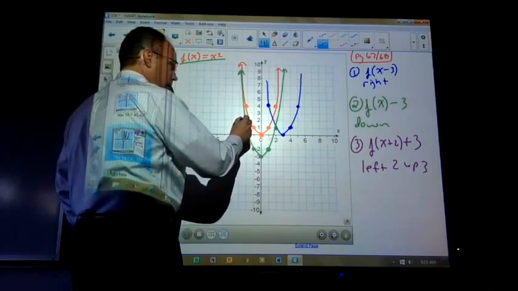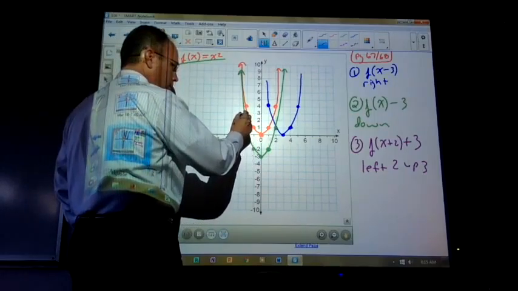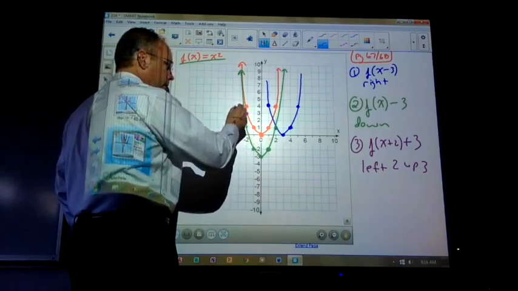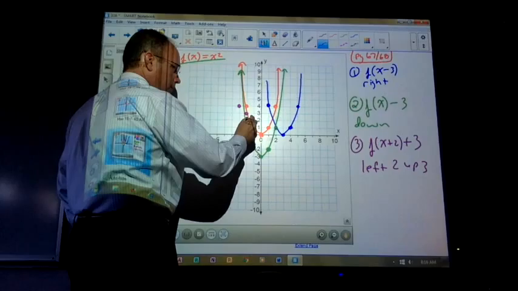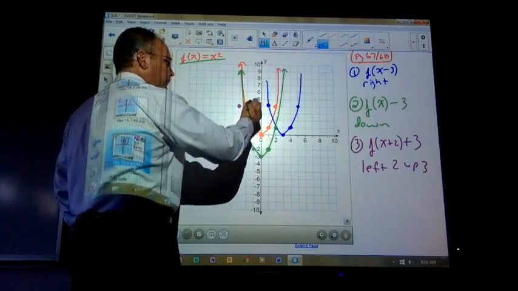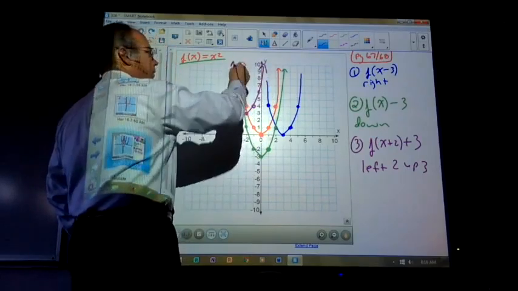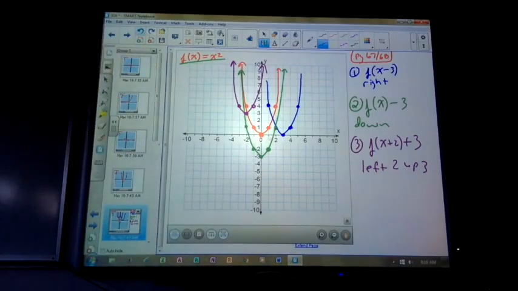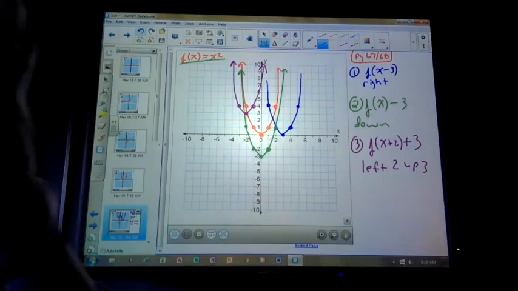Left 2, up 3. 1, 2, 3. Left 2, 1, 2, up 3. 1, 2, 3. Left 2, up 3. Couldn't you just do 1, 3, 5? Oh, yeah, absolutely. So you move the vertex, and then my voice is going right now. Sorry about this. You're absolutely right because I'm not. I like that exact thought process because you're not taking all the points. I like that. Good idea.